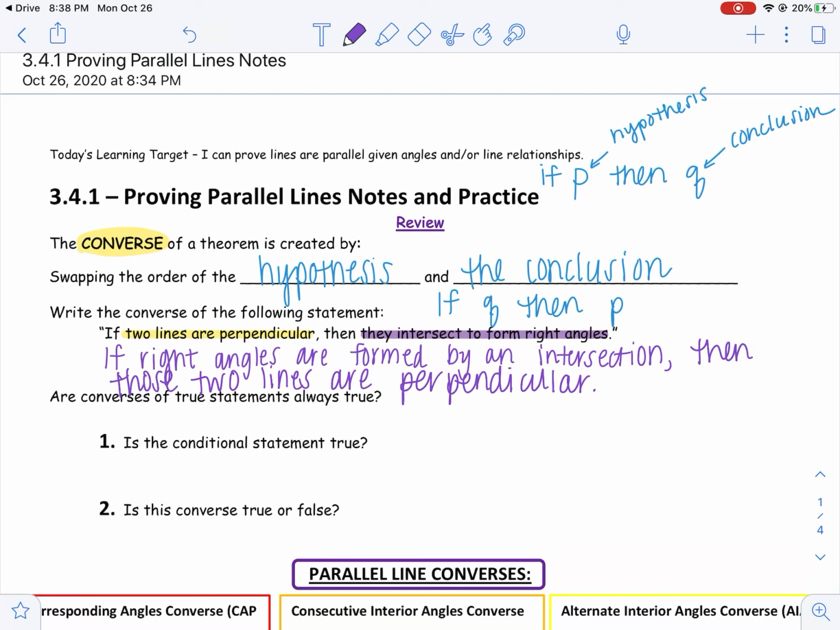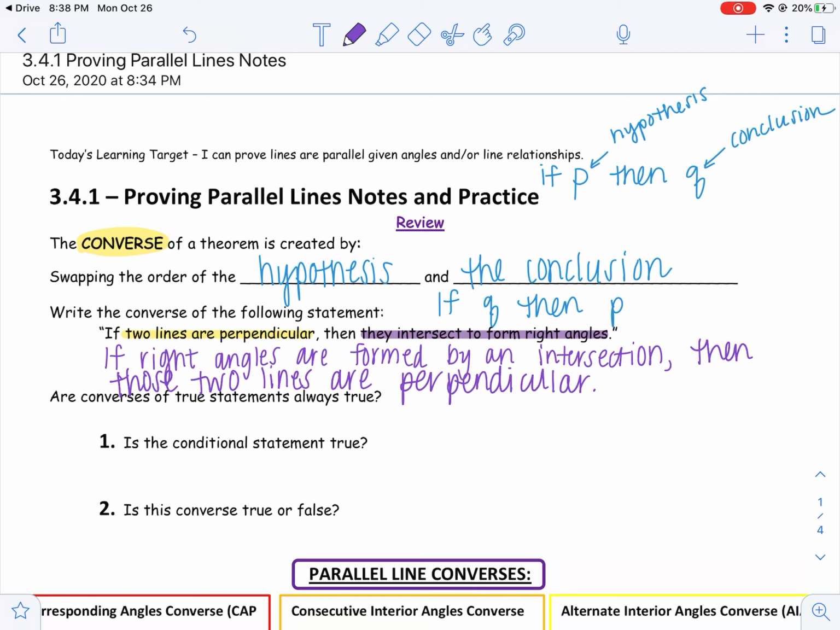Now, we could have probably written this a little bit better, but it is currently 8:38 and my brain's a little fried from the day. So, possibly we could have said, if two lines intersect to form right angles, then they are perpendicular. That sounds much better, but it works as long as we are writing the same thing in a different way, flipping the conclusion and hypothesis, we are golden, okay?